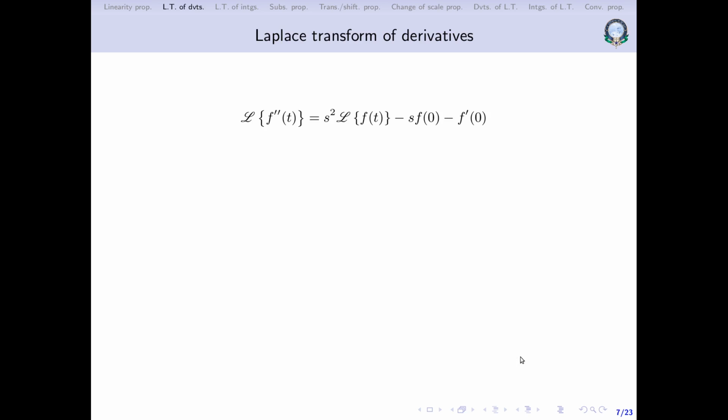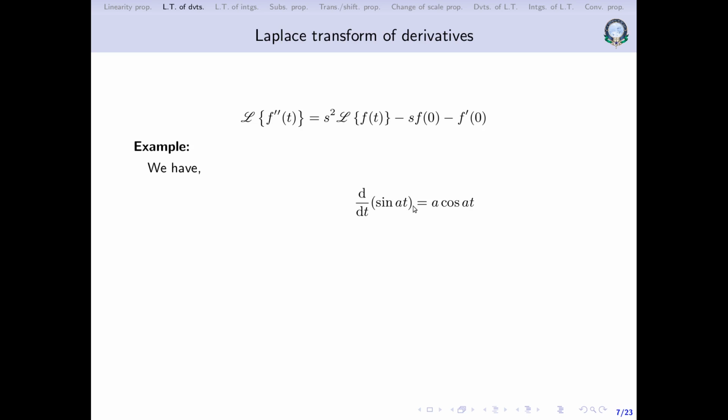So now we come here. Let's take an example where we can apply this. So the Laplace transform of the second derivative is s square L of f of t minus s f of 0 minus f prime of 0.